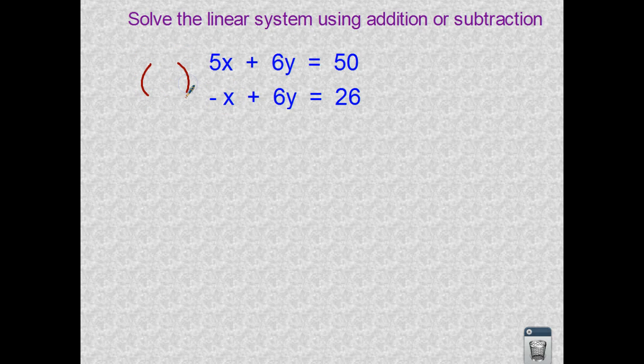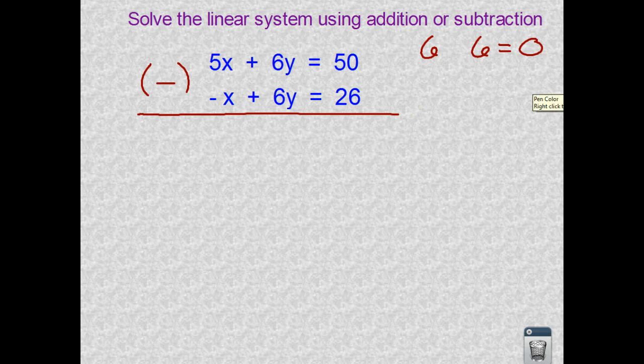So the operation chosen, well, 5 and negative 1, I'm not going to get a 0 out of that. I do see that I have a 6 and a 6 coefficient. So if I have a 6 and a 6, what can I do to them to get it to be 0? We know that that's going to be subtraction. All right, so let's subtract our lines.